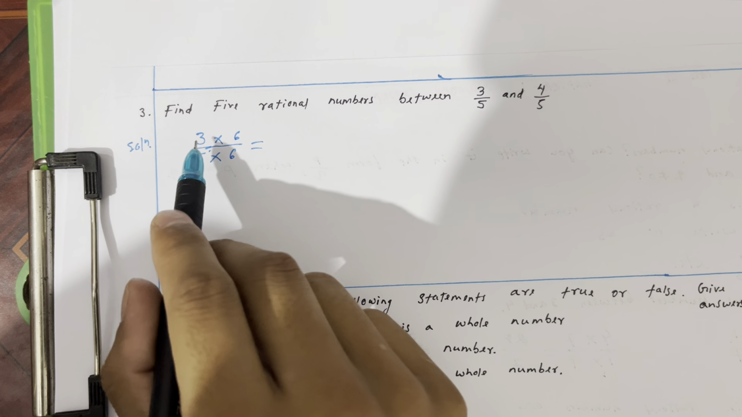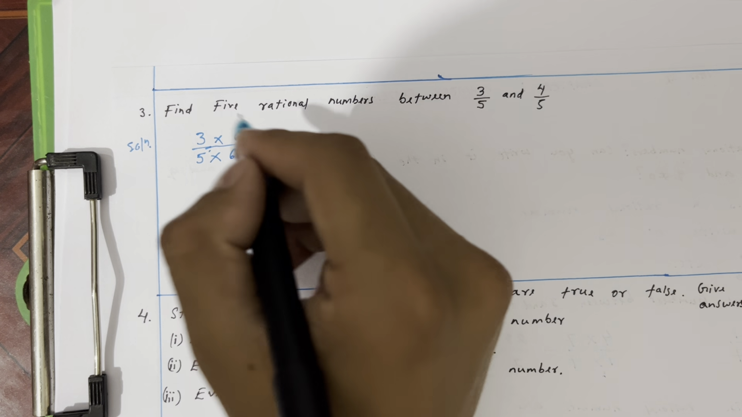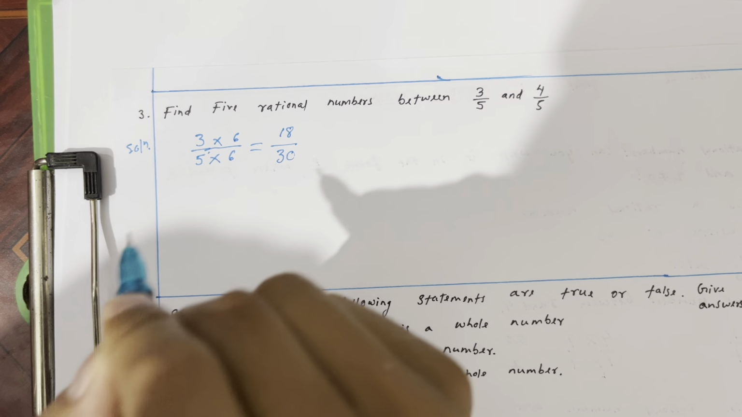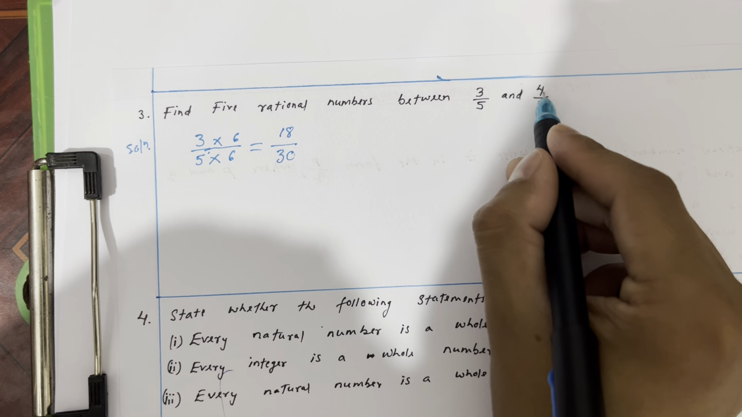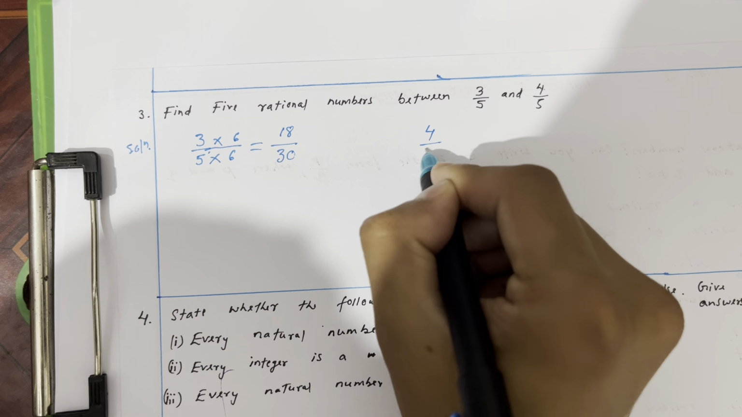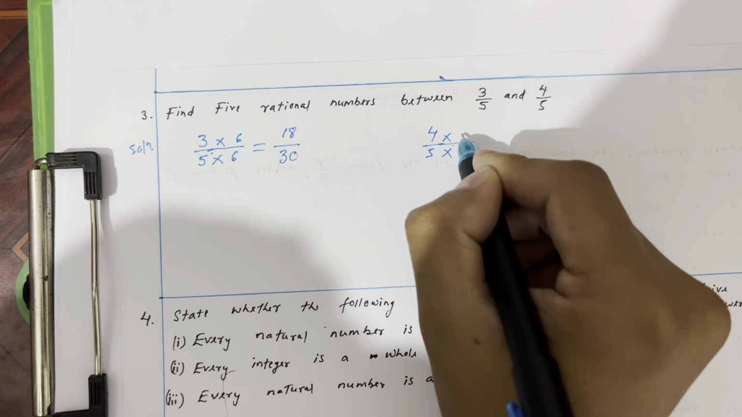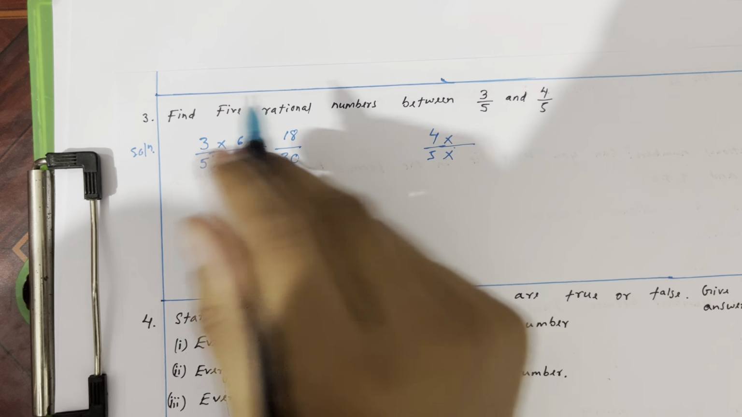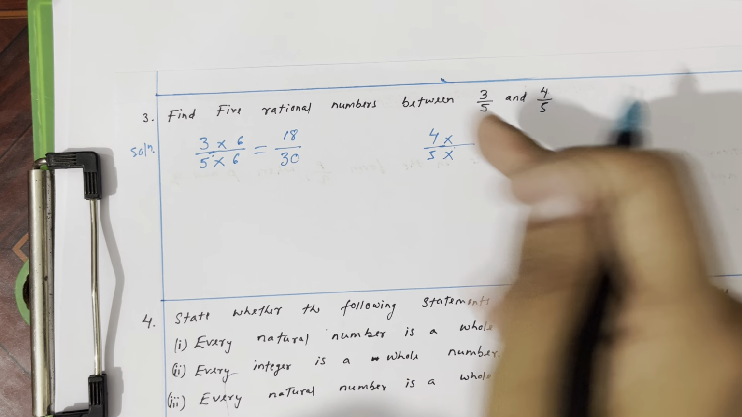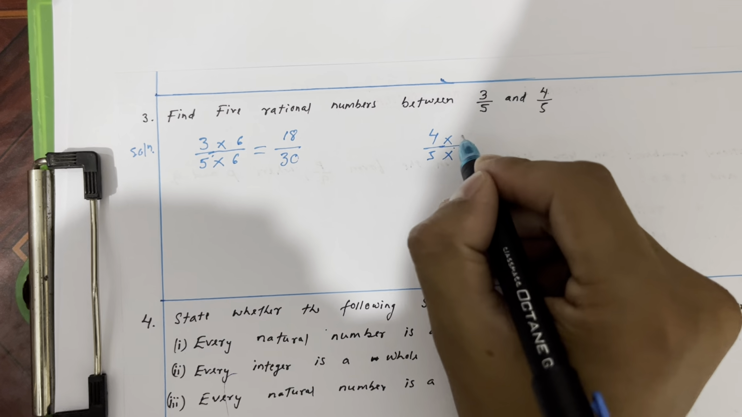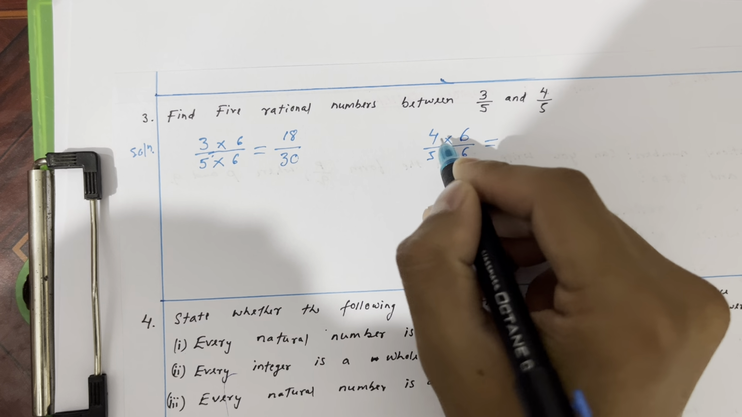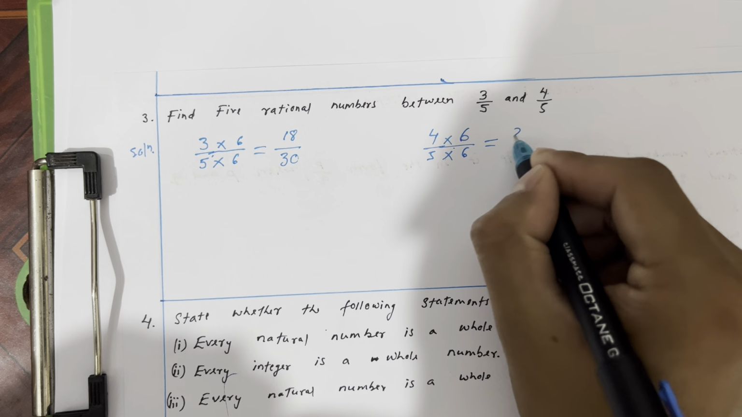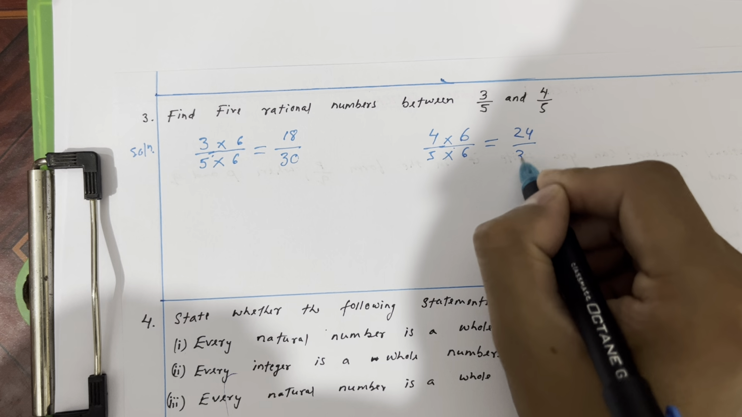Now 3 into 6 will be 18. Good. And then 6 into 5 will be 30. Good. Okay, clear? Now next what do we have? 4 by 5. Then you write here 4 by 5. Then multiply both numerator and denominator by 6. Here you will multiply by 6, don't multiply by 7. Make sure to multiply by 6. 6 into 4 will be 24, and then 6 into 5 will be 30.